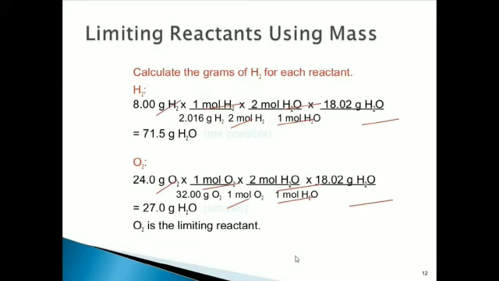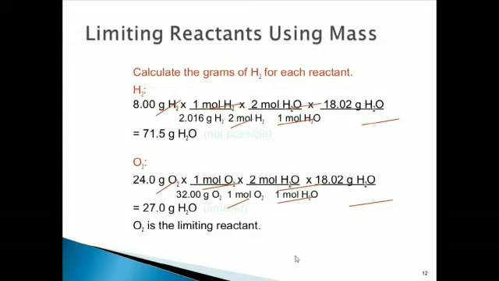So take 8 gram of hydrogen. 8 gram of hydrogen divided by 2.016 gram per mole of hydrogen, and 1 mole of hydrogen gives 1 mole of water, multiplied by 18 gram, the molecular mass of water. Finally, we will get 71.5 gram of H2O.